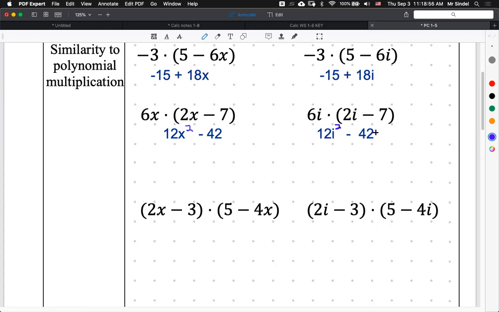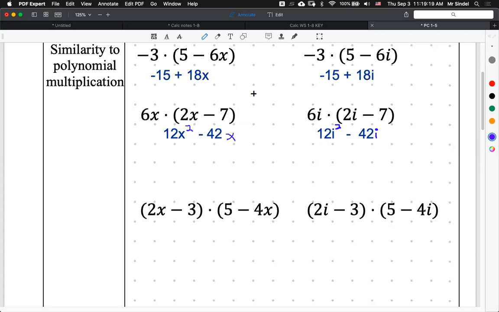Oh, we messed up, didn't we? We forgot the I. And we forgot the X. When 6X is distributed into negative 7, we should have an X also. So we missed that. Ellery, what does 12i squared simplify into?